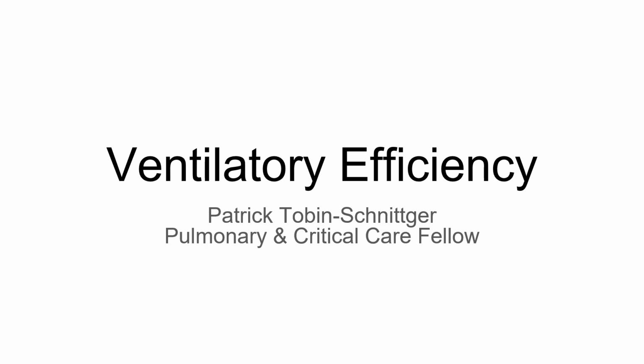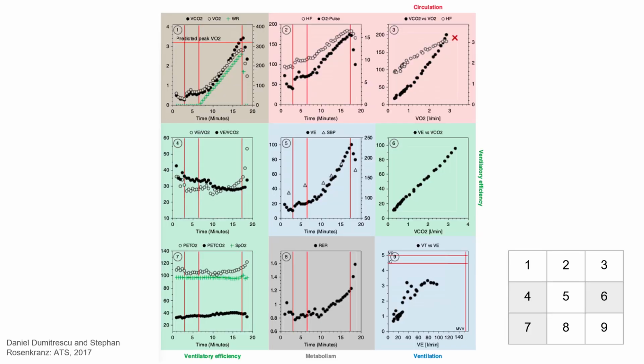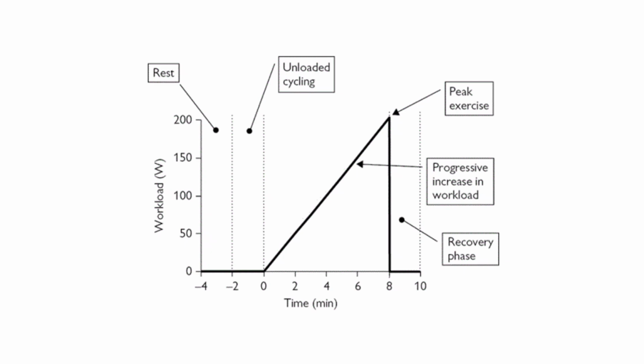This video is on ventilatory efficiency. So when we're talking about ventilatory efficiency of the 9-panel plot, we are particularly focused on panels 4, 6 and 7. Now a quick reminder on the 3 vertical lines I want you to remember. We have 1, 2 and 3, and these vertical lines separate the different phases of the CPET test, and you'll see them in each of the 9-panel plots.